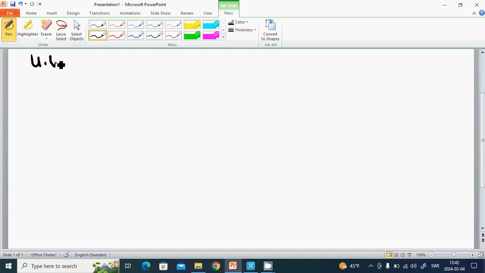The scalar product u·v equals the absolute value of u times the absolute value of v times cosine theta, where theta is the angle between the vectors u and v. We are going to denote it u·v.